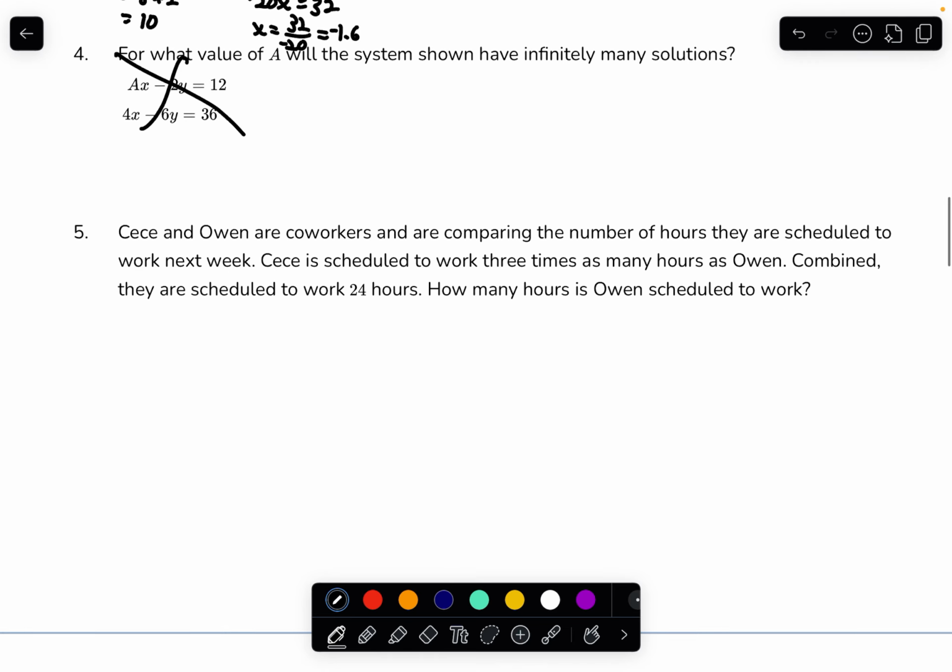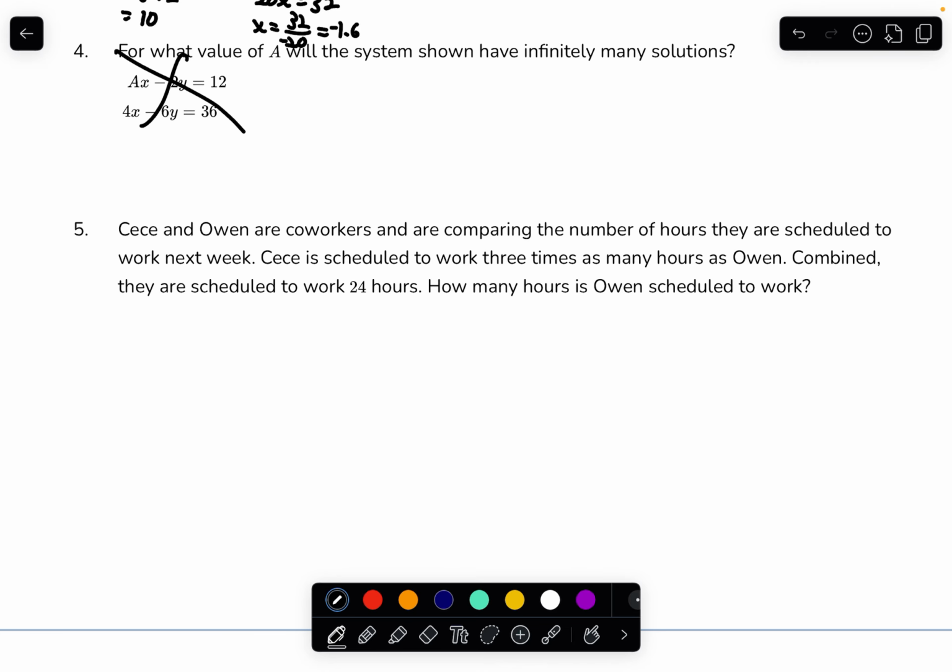It's not that hard, but it's not. Let's look at 5. CC and Owen. CC I'll call C, Owen I'll call W, because I don't want to use O because it looks like a 0. Our coworkers are comparing the number of hours they are scheduled to work next week. CC is scheduled to work 3 times as many hours as Owen. So C equals 3W. So C and W are the hours that CC and Owen both work. Combined, C plus W will equal 24 hours. They are scheduled to work a total of 24 hours.